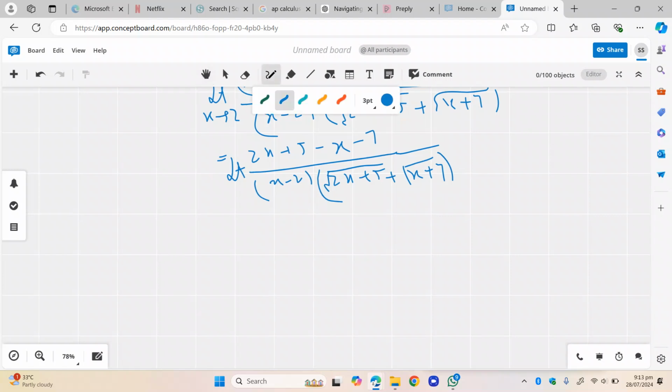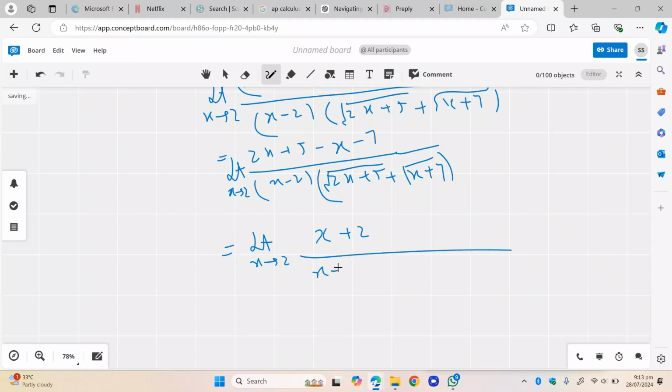So this will be equal to the limit as x tends to 2, and it will be 2x minus x, which is x, and then minus 2, because 5 minus 7 is minus 2, so x minus 2, over x minus 2 times the square root of 2x plus 5 plus the square root of x plus 7. And now we can cancel out this x minus 2.